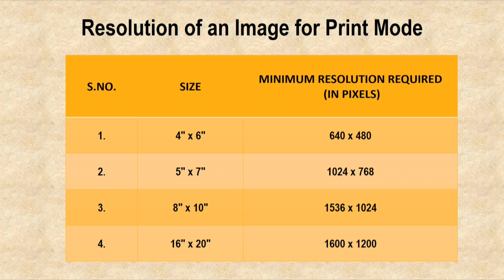In this figure, we can get an idea of how to decide the particular image size. Let us consider we have an image of 4 by 6 inches. The minimum resolution requirement for this is 640 by 480. Another example can be a 5 by 7 inch image, and for that the minimum resolution requirement is 1024 by 768. Accordingly, we can decide on the various image sizes and the resolution requirement for them.